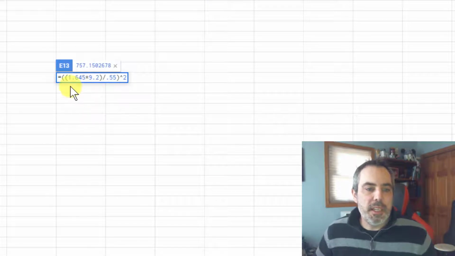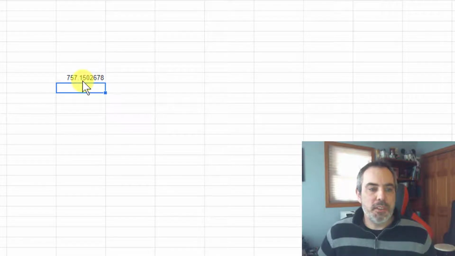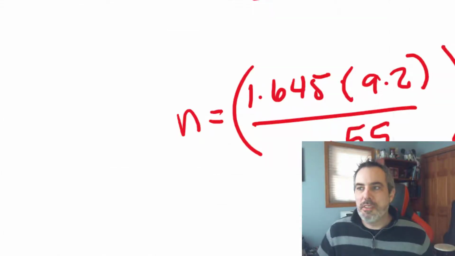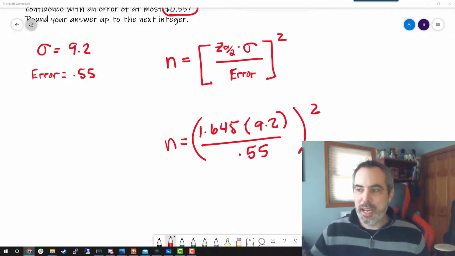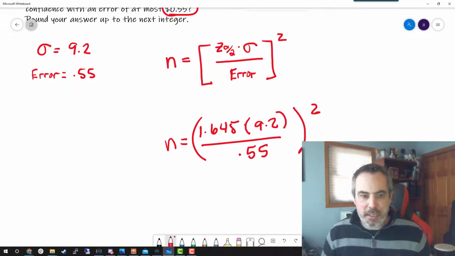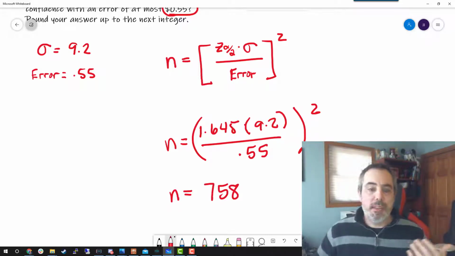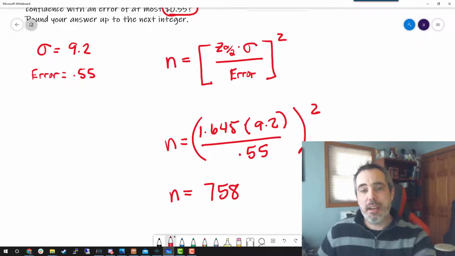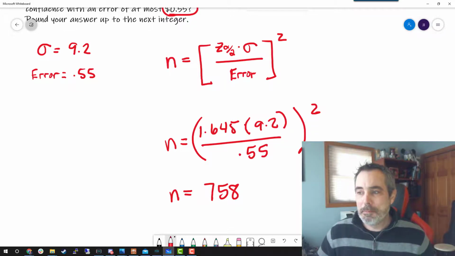So I typed these things in. I use Excel as my calculator. 1.645 times 9.2. That quantity is divided by 0.55, and then that entire thing is squared. And my result is 757. And I'm always going to round this up because I can't use less than 757. I have to use more, and I can't have 0.15 people. So I'm going to say that this is 758. So that is the sample size that I need to have in order to have that 90% confidence interval with an error of about $550.